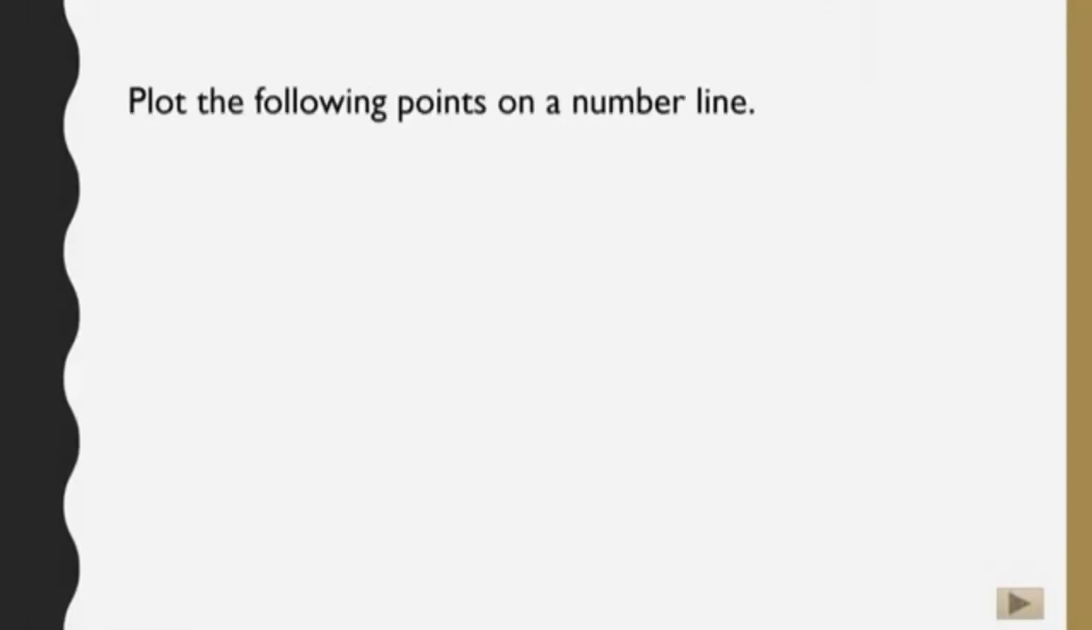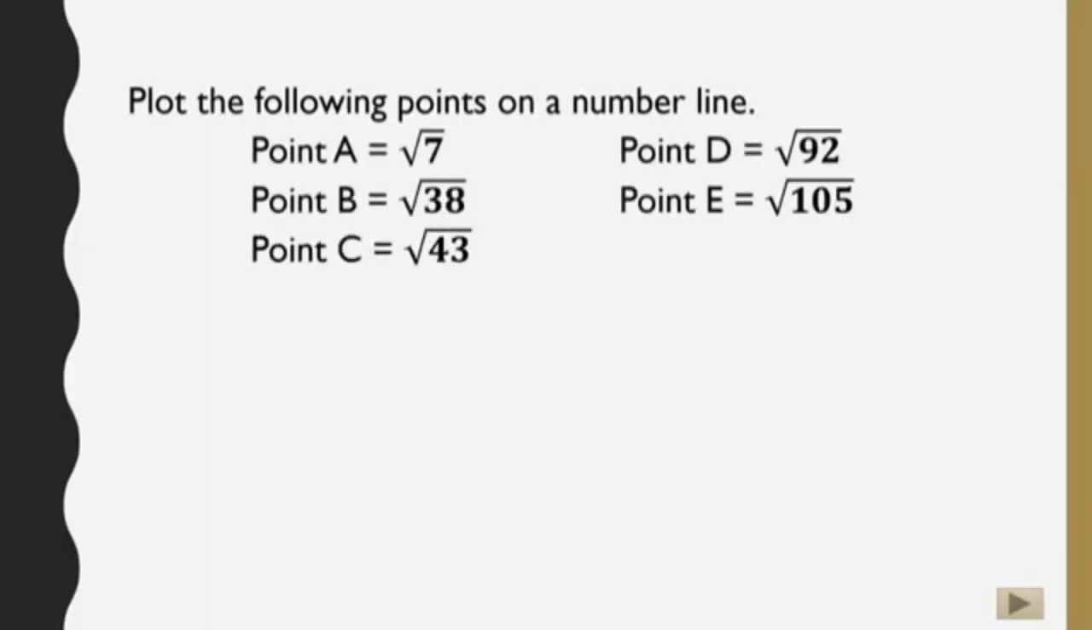Okay, let's have another example. Plot the following points on a number line. So we have given examples of different points. Point A is equal to square root of 7. Point B is equal to square root of 38. Point C is equal to square root of 43. Point D is equal to square root of 49. And point E is equal to square root of 105.